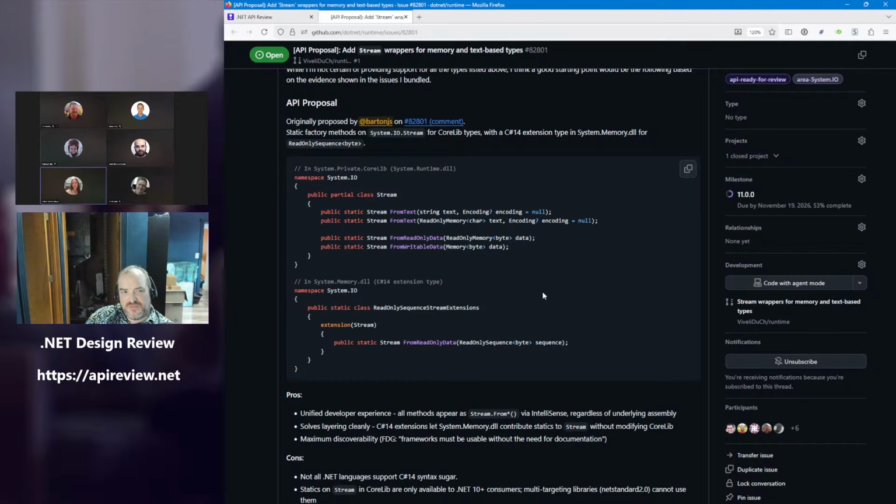So just as a brief recap of the context, this came to life because nowadays the common fallback for wrapping these types in a stream involves allocating, copying, or custom stream wrappers written on their own, relying on external packages like Community Toolkit, High Performance, and Nerdbank.Streams. This is something that was commonly discussed in forums like Stack Overflow and requested through a bunch of GitHub issues.